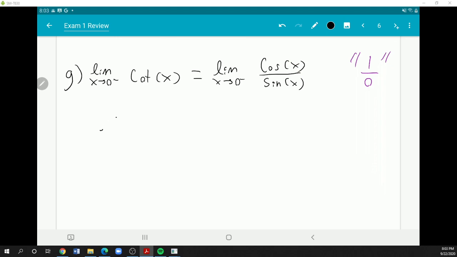So cosine x goes to 1. And as we're coming at sine x from the negatives, if you remember what sine looks like, or if you use the unit circle, that's going to say that we are a negative number. So that's what that minus is going to stand for right there. So we have 1 over some negative, and this is going to imply limit as x goes to 0 from the minus of cotangent of x is equal to minus infinity.